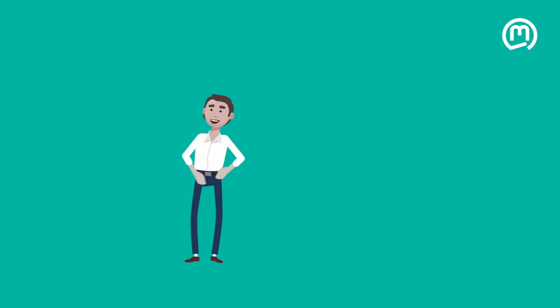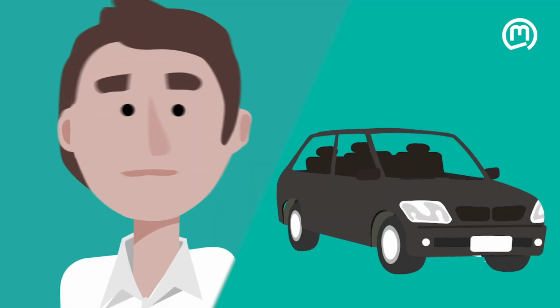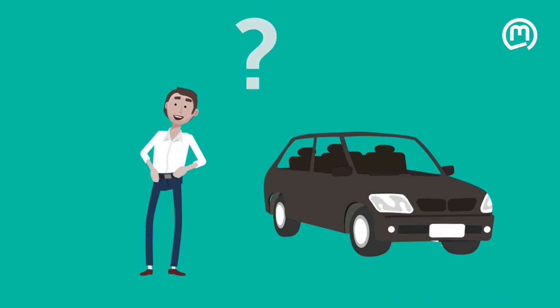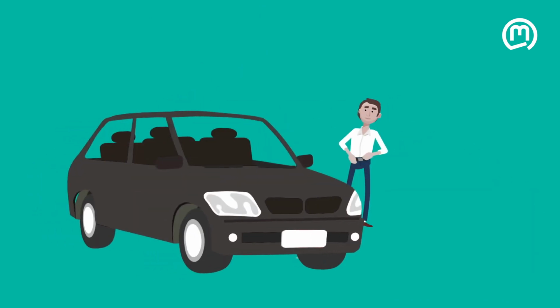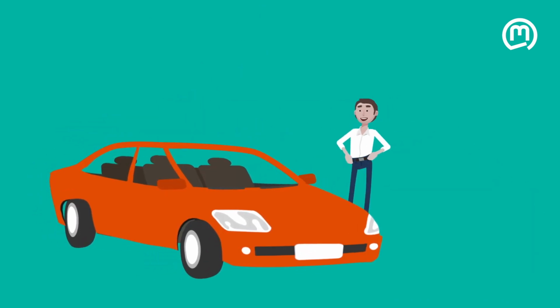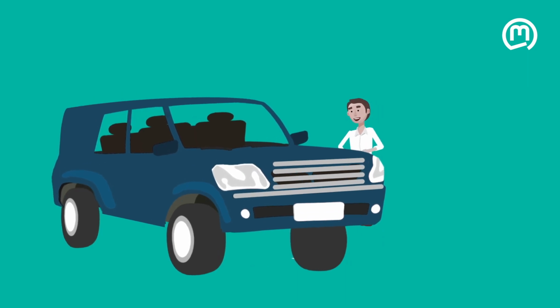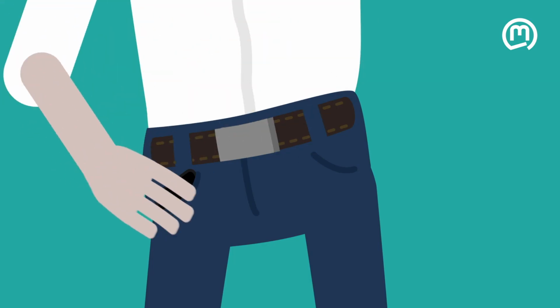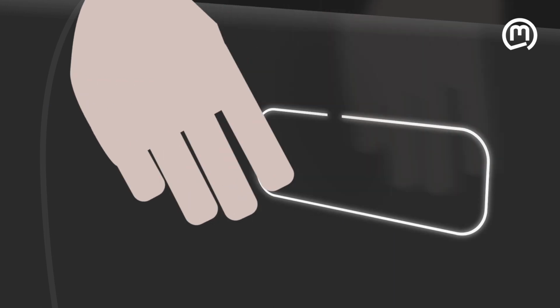Let's imagine you have a car. That's not really hard to imagine, is it? What kind of car? It doesn't really matter. Maybe a sports car. Or something for the outdoors. No matter what kind of car you pick, it almost certainly works with a smart key system.